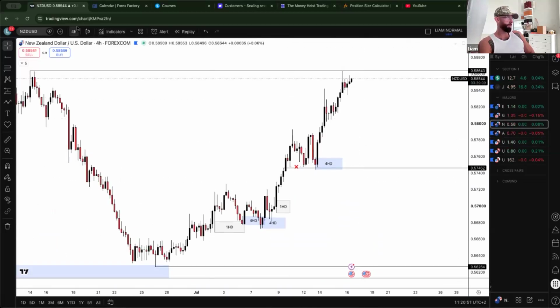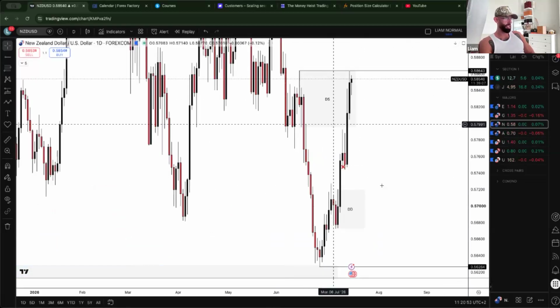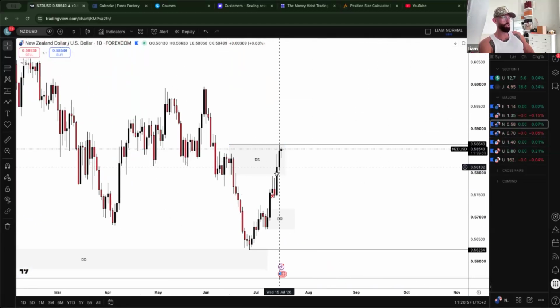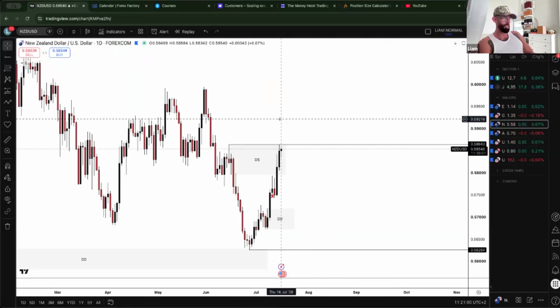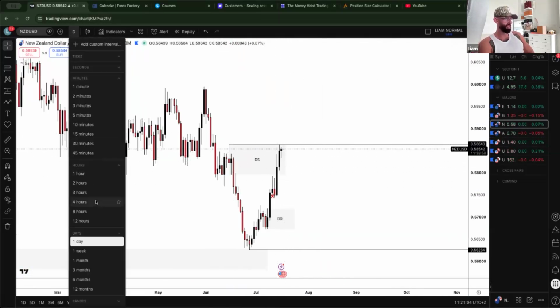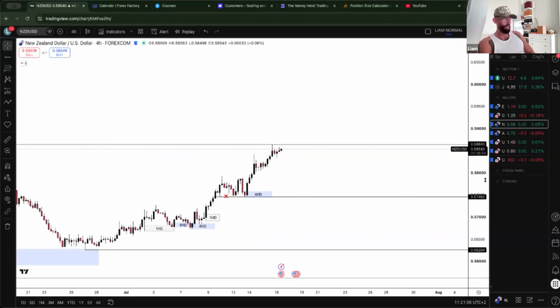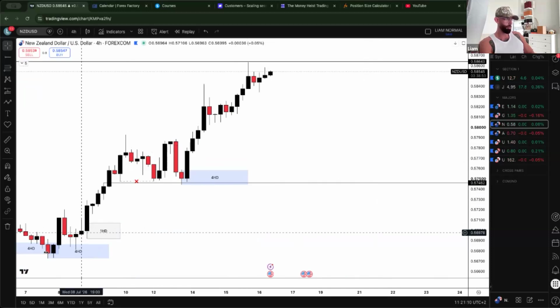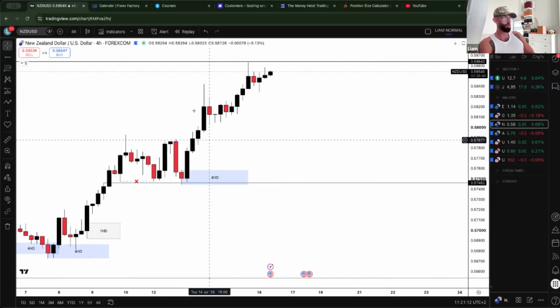NZUSD, again, a little bit different to be fair. Obviously, it's been extremely trendy. We're still in that daily supply, but at this moment in time, with the volume that's come in, am I expecting it to stay? Well, no, not really, but we'll have to wait and see. Looking at the four, we are extremely bullish.